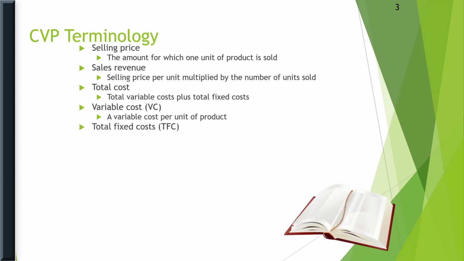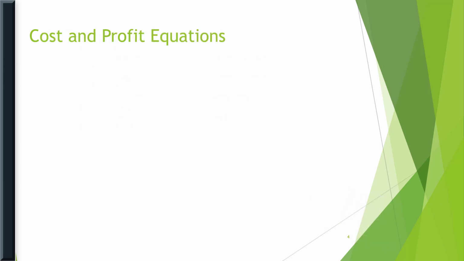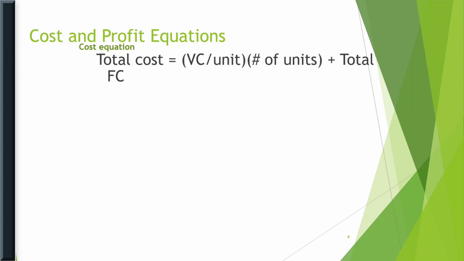And what is total fixed cost? Total fixed cost is a total which cannot be divided into per unit of production. So there is a cost equation, that is total cost equal to variable cost per unit into number of units plus total fixed cost. That is total cost equal to total variable cost plus total fixed cost.